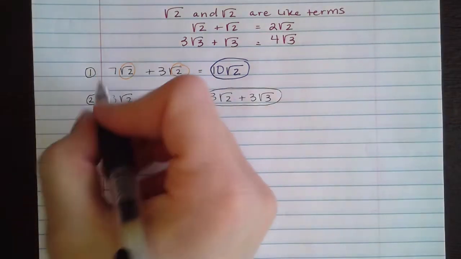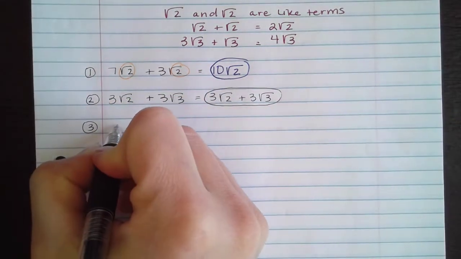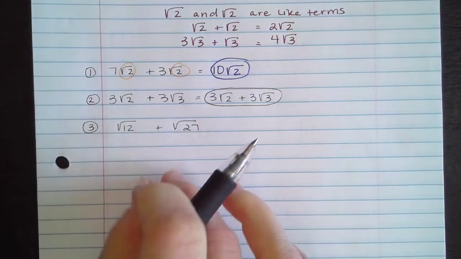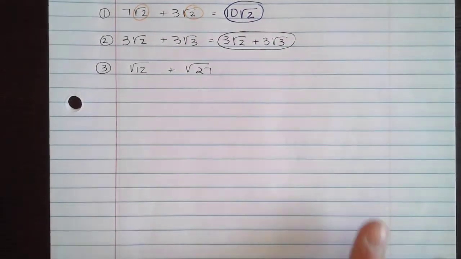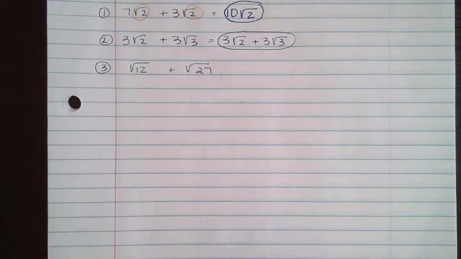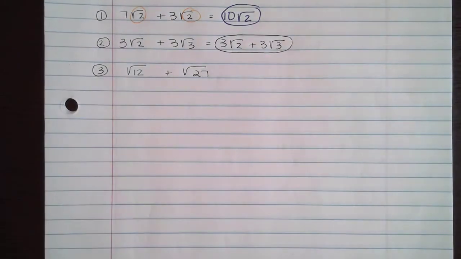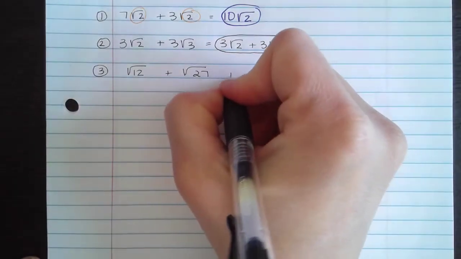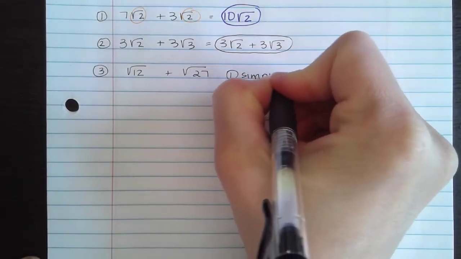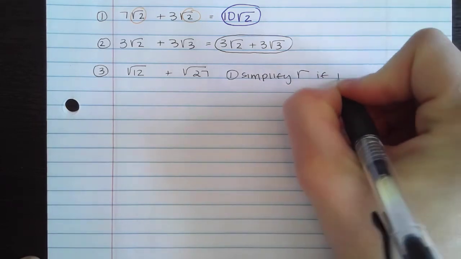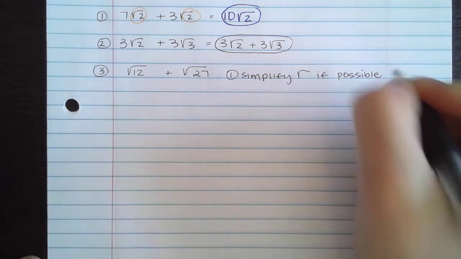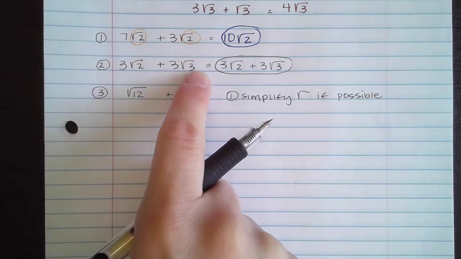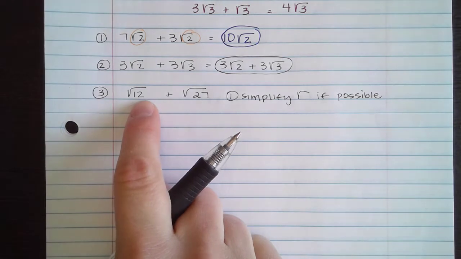Now let's look at an example like this. The square root of 12 plus the square root of 27, and I've intentionally separated those out a little bit. Because when we're looking at this, you might say to yourself, well, 12 and 27 are not like terms. I can't combine those. But they are not simplified. So step 1 is to simplify the radical if possible. If you need to. Up here we didn't need to. Square root of 2, you can't simplify it any farther. Square root of 3, can't do anything. But the square root of 12, I can simplify.